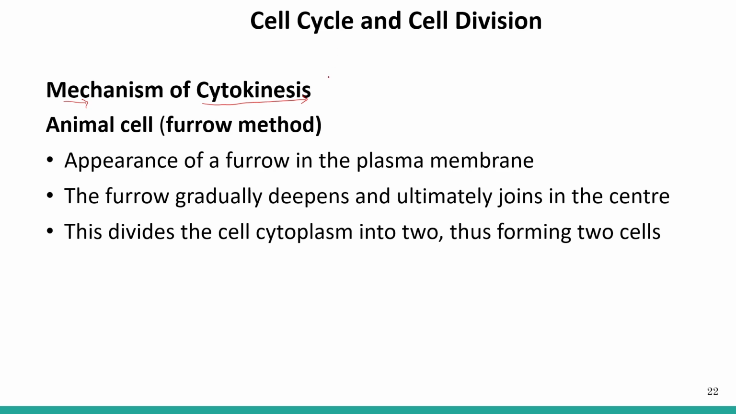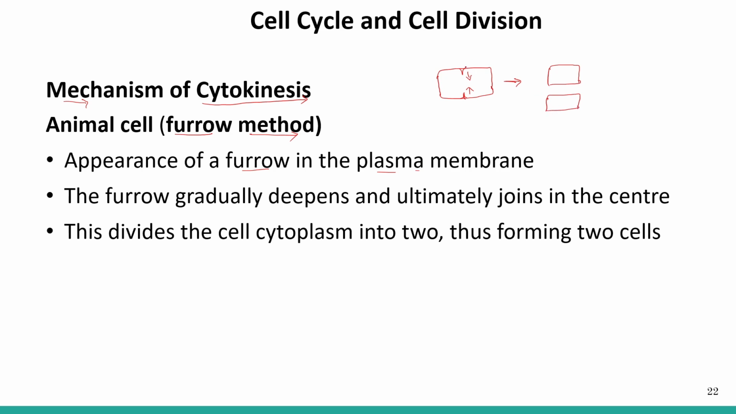So, in animal cells, what happens? The cytokinesis takes place with the formation of a furrow. Okay, and this method is known as the furrow method. So what happens in the furrow method? If this is an animal cell, a furrow appears here in the plasma membrane. There is appearance of a furrow in the plasma membrane, and this furrow then moves inwards. Okay, and what does it do? It moves inward and finally it divides the cell into two.